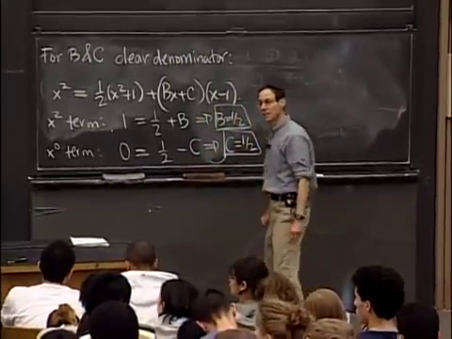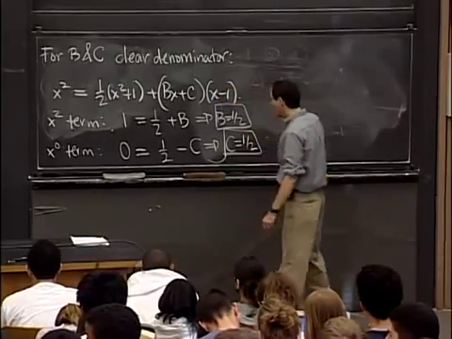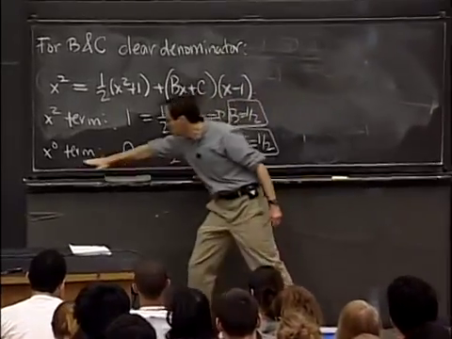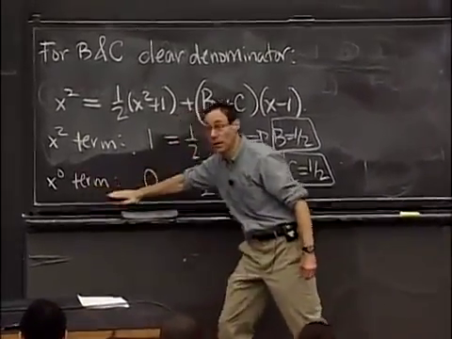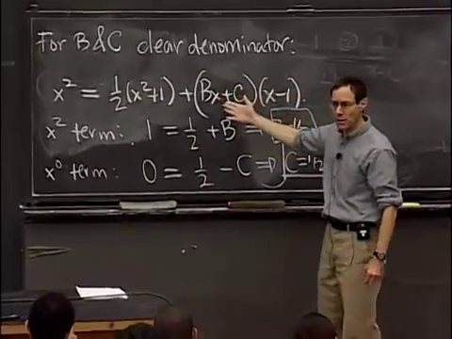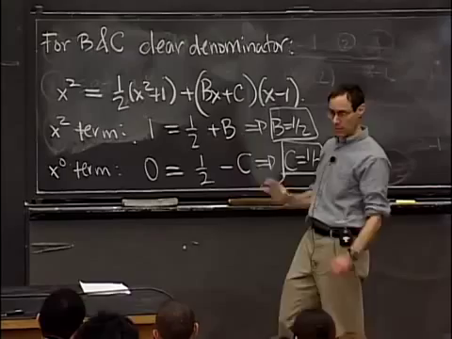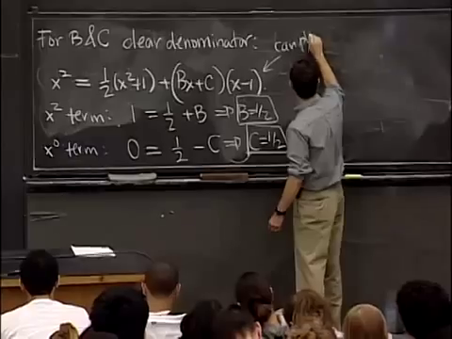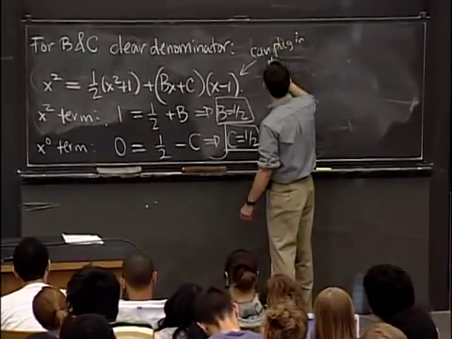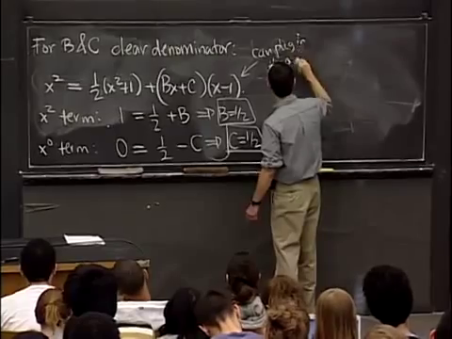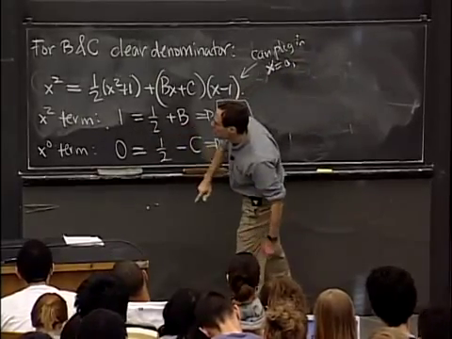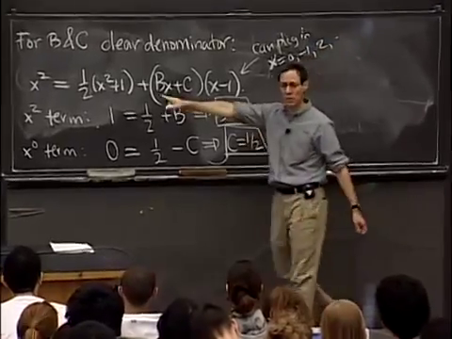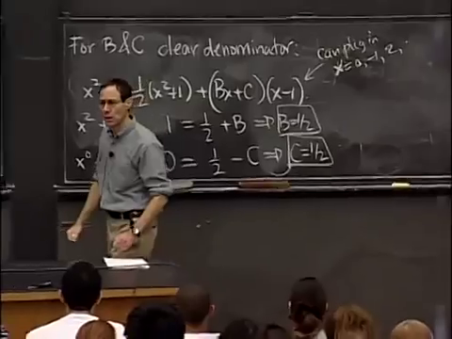Yes? Can you set x equal to 0? Another good question. Could I just set x equals 0? Absolutely. In fact, that's equivalent to picking out the x to the 0 term. And you could plug in numbers if you wanted. That's another way of doing this. So you can also plug in numbers: x equals 0, minus 1, 2, etc. Not 1, just because we've already used it. We won't get interesting information out.